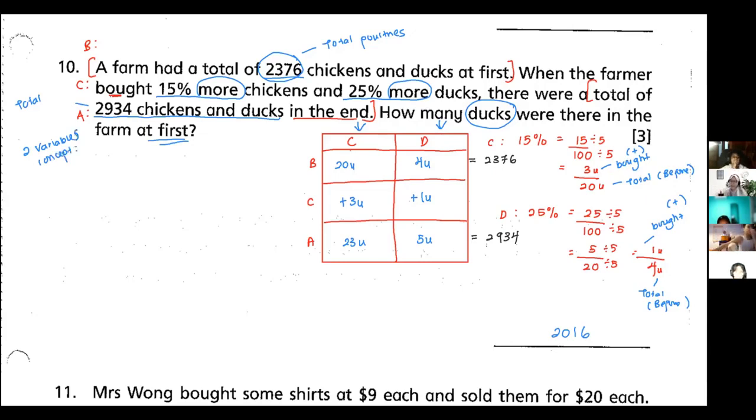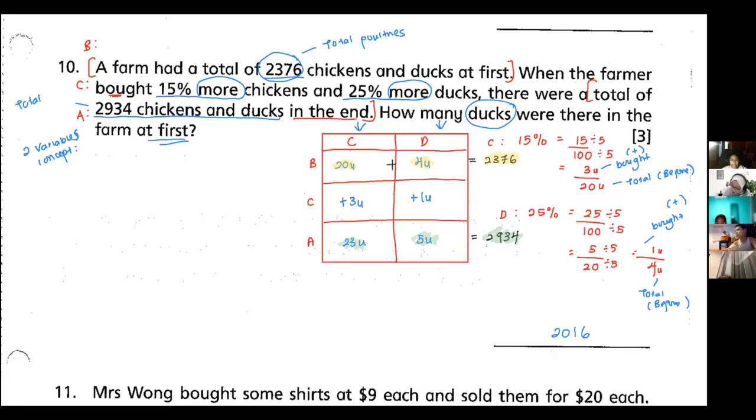Okay, what is this? This is when you have two sets of information. Where are the two sets of information? Let me just highlight to you. Can you see? 20 unit plus 4 unit give you 2376. Then I have the second set of information. 23 unit plus 5 unit give me 2934 poultries, right? So I have two sets of information given here.